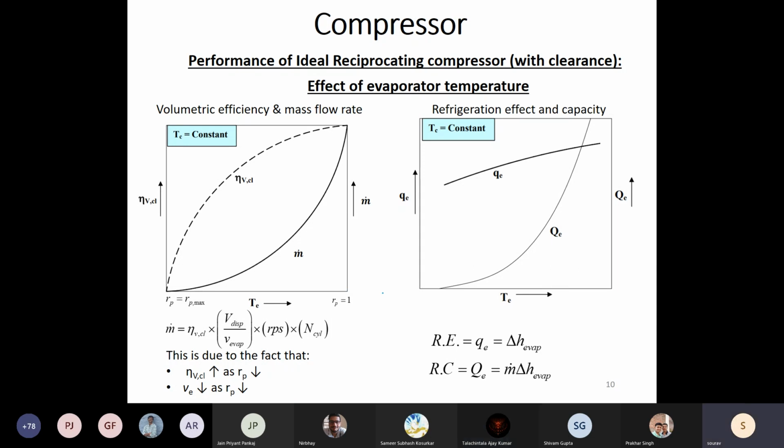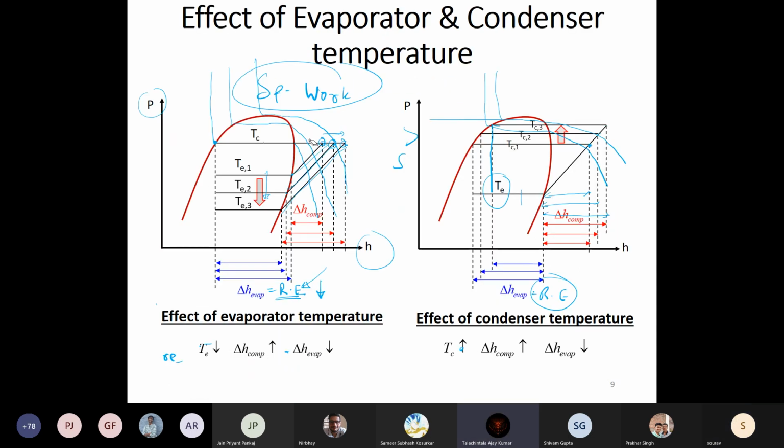Sir? So in the previous slide, you said we keep the condensing temperature constant and reduce the evaporating temperature. Then, after reducing the evaporating temperature, you said the discharge temperature increases. If the discharge temperature increases, doesn't the compressor temperature also increase? There is nothing called compressor temperature. It is condensing temperature you're talking about.